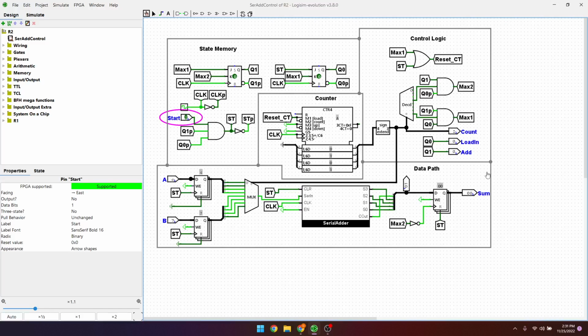And for the control area, it's just given by this control logic here. This basically makes the decisions for everything. It's saying, okay, well, are we going to load the bits onto the register? Are we going to actually do the sum? Or are we going to go back to idle mode? One of those 3 options.